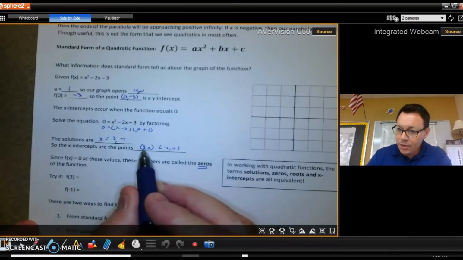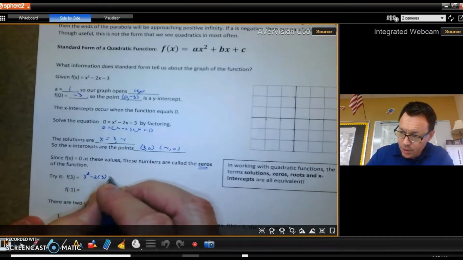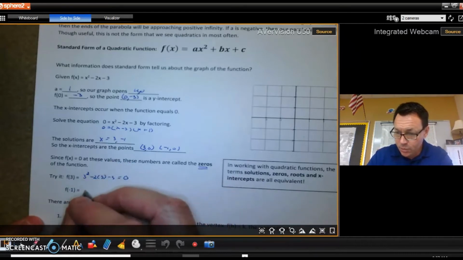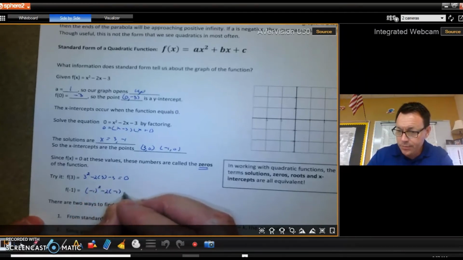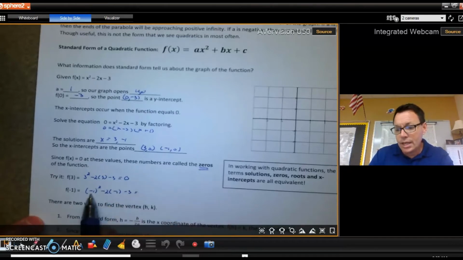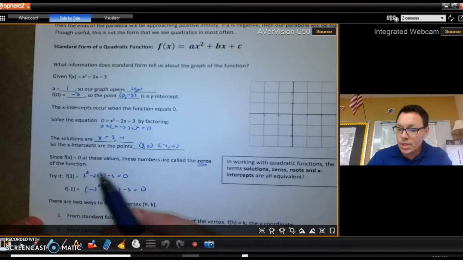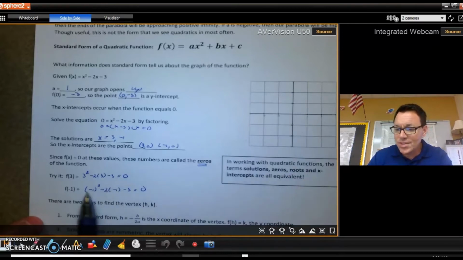So if I plug a 3 into that function, I'm going to get 3 squared minus 2 times 3 minus 3. Well, that's 9 minus 6 minus 3, which is 0. If I plug in a negative 1, I'm going to get negative 1 squared minus 2 times negative 1 minus 3. Well, negative 1 squared is 1. That minus 2 and that negative 1 multiplying together give us plus 2. So 1 plus 2 is 3, minus 3 is 0. Okay, so those numbers, 3 and negative 1, which are our x-intercepts, are also called the zeros of the function.